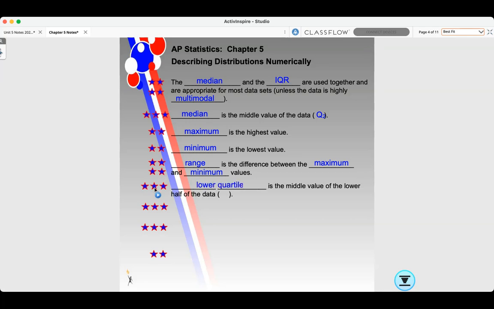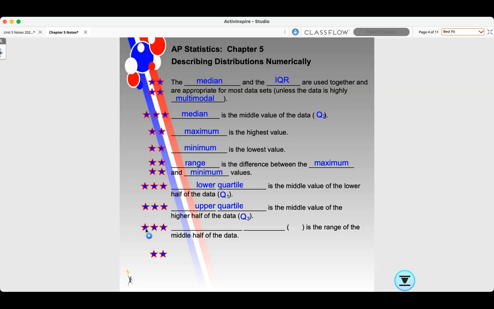Lower quartile is the middle value of the lower half of the data, denoted with Q1. Upper quartile is the middle value of the higher half of data, denoted with Q3. Interquartile range, IQR, is the range of the middle half of the data, also Q3 minus Q1. IQR is Q3 minus Q1, like I just said.